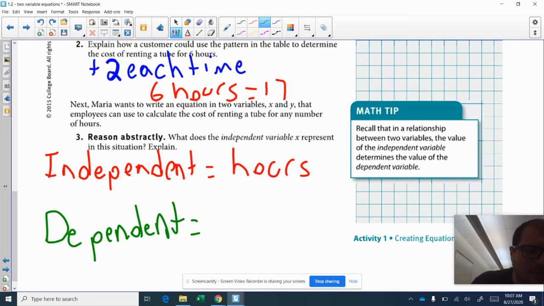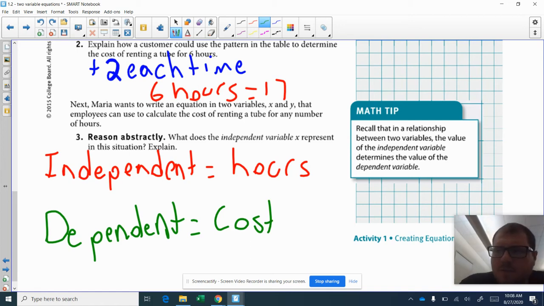Okay? And the key thing to understand about this one is that this is what's affected. If I hold the tube for so many hours, what's going to change within the problem? Well, that's kind of the key point here. If I hold the tube for 6 hours, I'm spending $17. So the dependent variable is actually the cost.